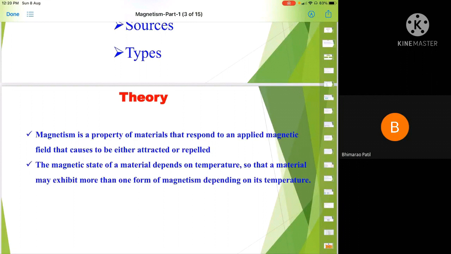Magnetism is a property of material that responds to an applied magnetic field, causing the material to be either attracted or repelled. The magnetic state of the material depends on the temperature, so a material may exist in more than one form of magnetism depending on its temperature, and the magnetism of that material also depends upon the applied magnetic field.